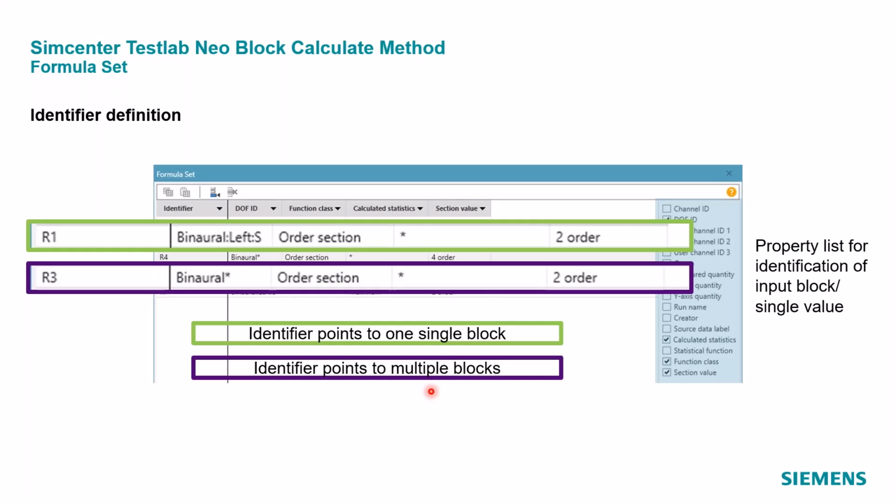This one is identifying multiple blocks. So here we've got second order defined, but we're defining binaural asterisk. So it's going to find the left ear and the right ear. So this would have 2 blocks instead of a single block.